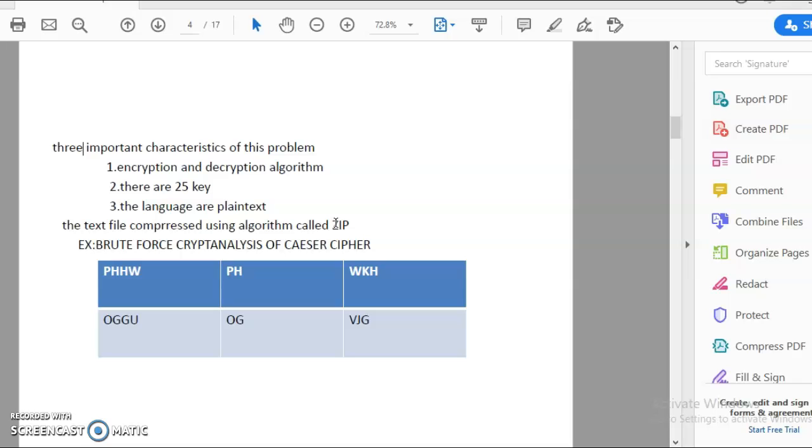So in brute force, what will the person try? He will try all the 25 combinations, plus minus 1, plus minus 2, plus minus 3, plus minus 4, and so on up to 25, and one of them will be the plain text.